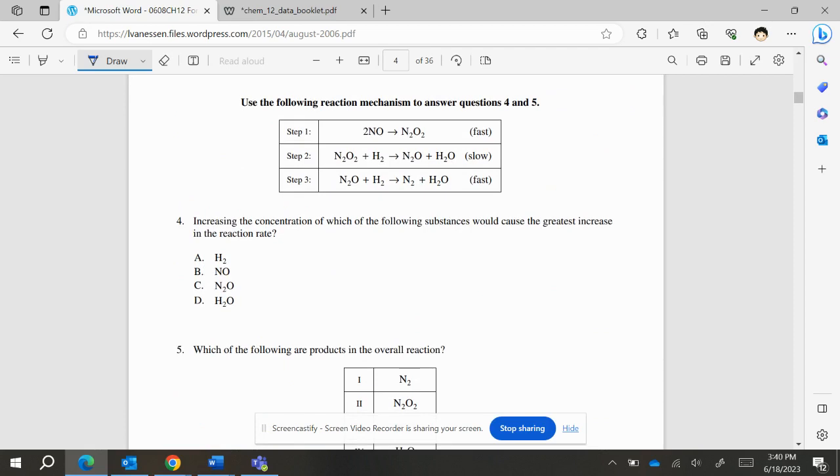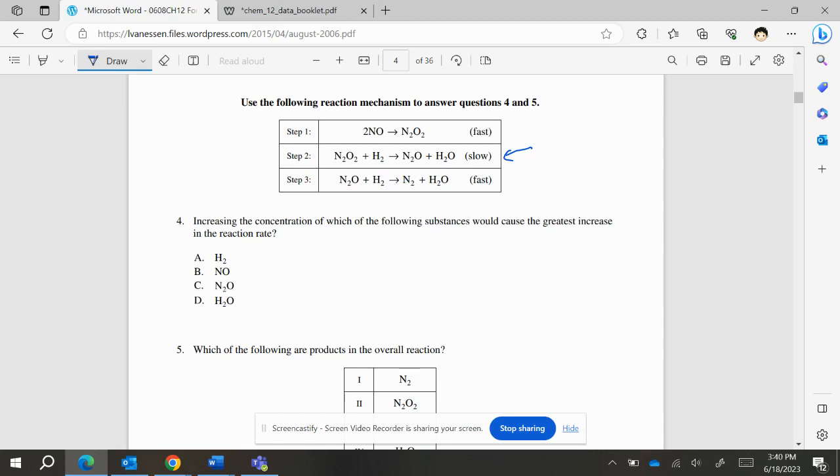Number 4 right here. Increasing the concentration of which of the following substances would cause the greatest increase in the reaction rate. So first thing we should be recognizing is that this is our rate determining step right here. So if you found a catalyst for step 1 or a catalyst for step 3, it won't make a difference in the reaction rate. But if you found a catalyst for the second step, since it's the rate determining step, that would make a difference for the reaction rate.